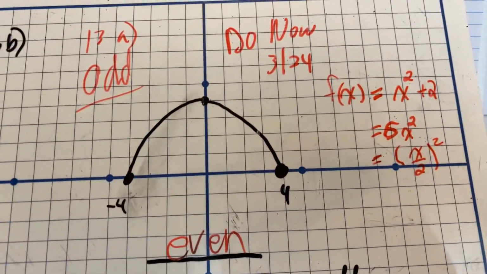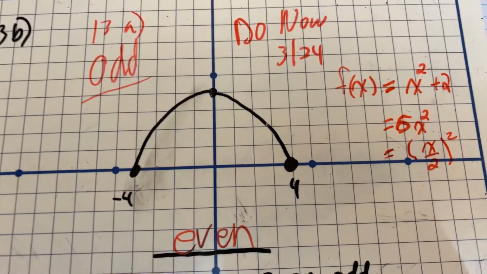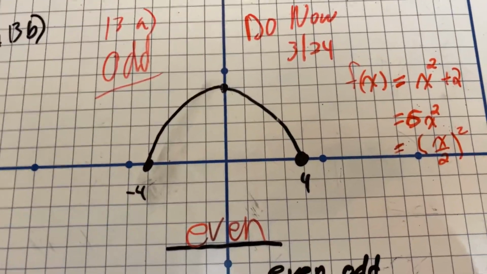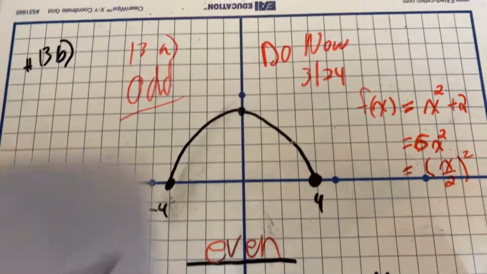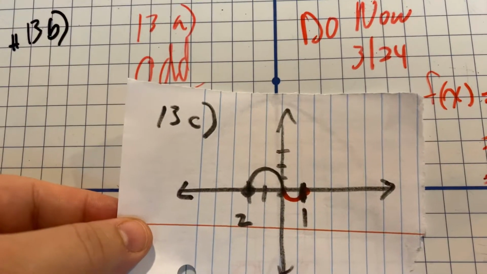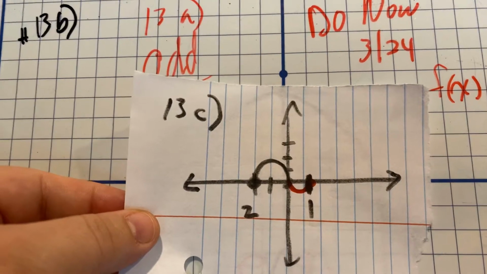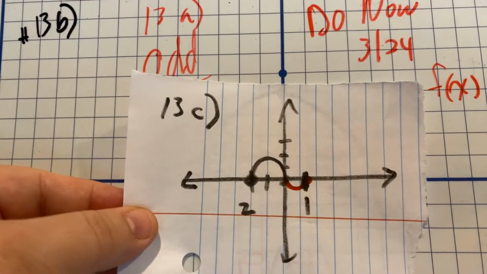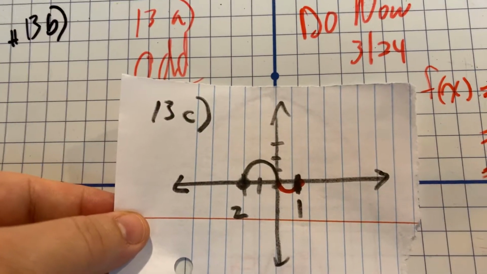And again, so that's 13A and B. Let's take a look at 13C now. And again, we just want to know if this is going to be an even function or an odd function. I'm going to need help with this one. I need help. So right here, take the camera, please, Ava.